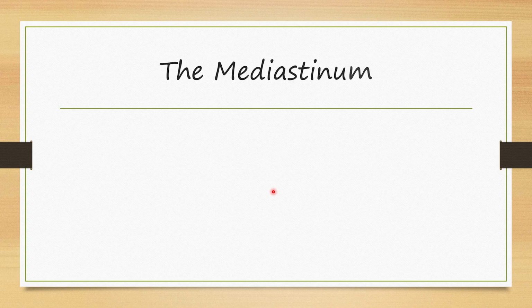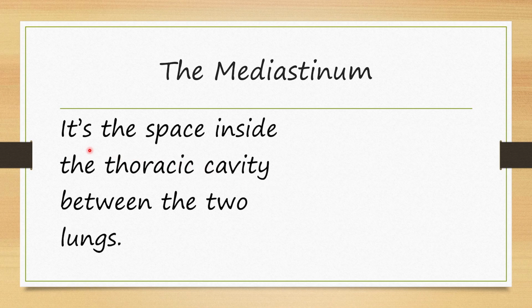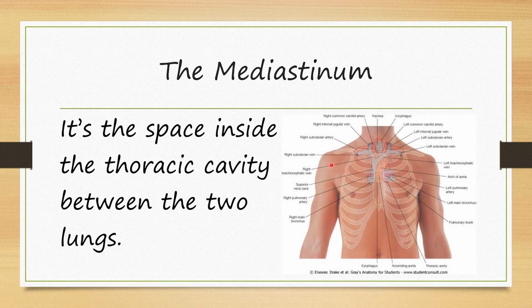First, let's talk about the mediastinum. What is the mediastinum? Basically, it's the space inside the thoracic cavity between the two lungs. So it's right about there. Here is the rib cage, or the thoracic cavity. It's in the middle between the two lungs. The lungs are here and here. So it's just the space in between the two lungs.